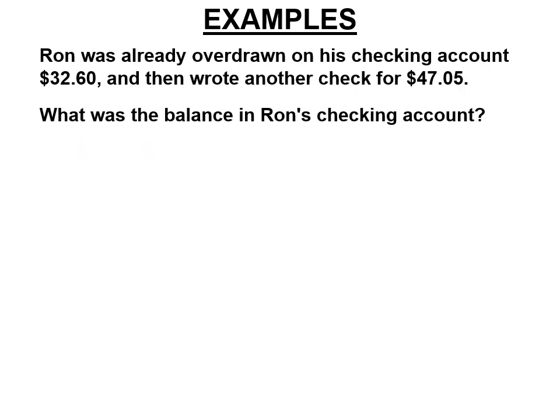All right, Ron was already overdrawn on his checking account, negative 32. So if you write checks for more money than you have, I know we don't use a lot of checking anymore, but they're still around. If you write a check for more money than you have in your bank account, it's called overdrawn. You drew a check. So Ron is negative $32.60. Then he wrote another check. So he subtracted more money from his account. Every time you write the check, that money is withdrawn from the account.